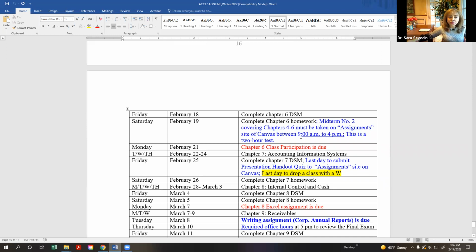It consists of 3 chapters, chapters 4, 5, and 6, and it has 40 multiple choice questions. The format of the questions is very similar to the questions that you already saw in the first midterm. And I have pretty much selected an equal number of multiple choice questions from every chapter.